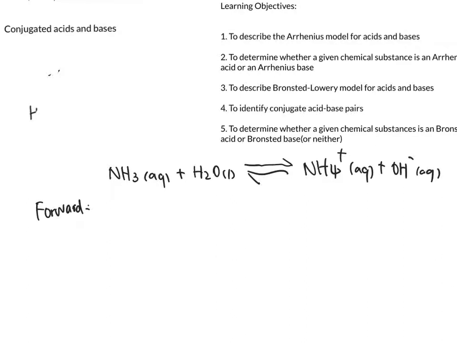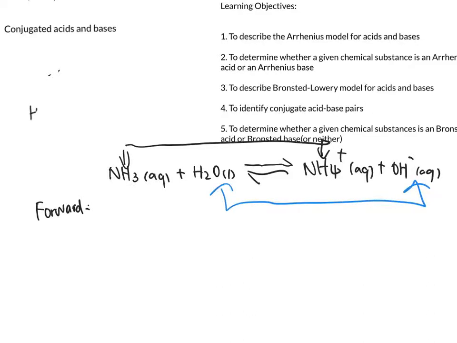Ammonia is a base because it is accepting hydrogen ions from the water. The ammonium ion is its conjugate acid. It can release that hydrogen ion again to form ammonia. The water is acting as an acid, and its conjugate base is the hydroxide ion. The hydroxide ion can now accept the hydrogen ion to reform the water. So we can draw the conclusion that those two are conjugate pairs, and those two are conjugate pairs.